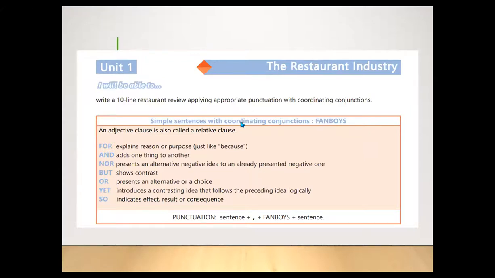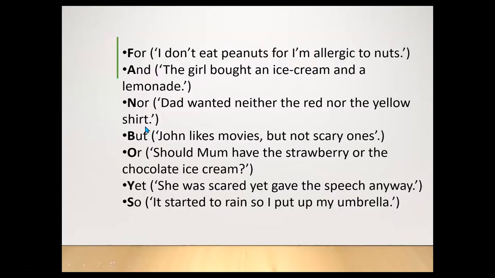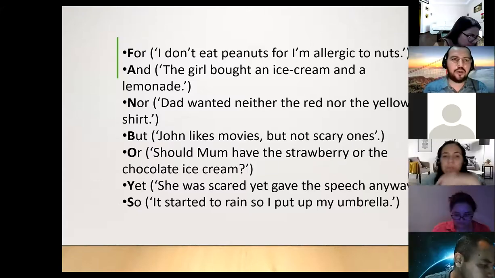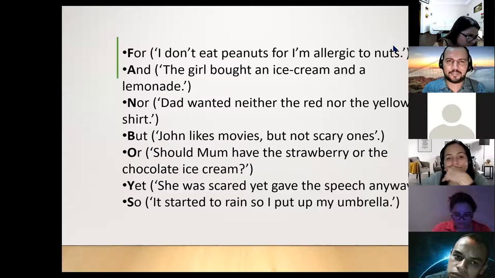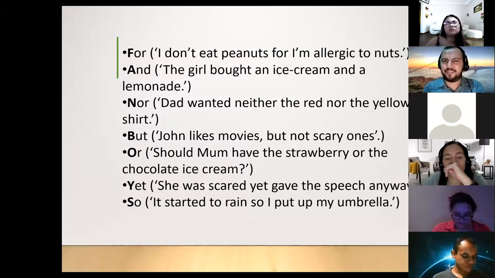So I'm going to move on quickly to the next slide. Okay, for, and, nor, but, or, yet, and so. So the first one, Julio, read the example for, please. It says, I don't eat peanuts, for I am allergic to the nuts. Okay, so for is substituting because. So you can use it in the same way, okay? There is a reason. Yeah, that's a reason, correct.